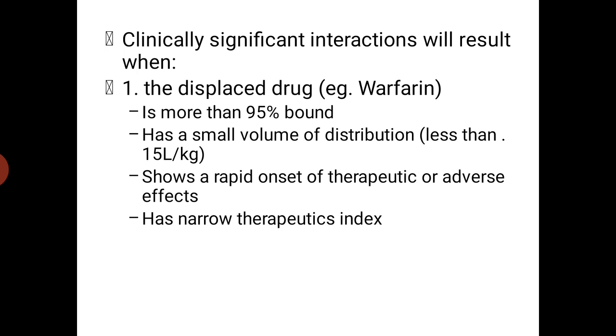Whereas if it has a small volume of distribution, what will happen? It will localize within the systemic circulation, or it may localize within the organ which has higher affinity. This may produce toxicity. The point is clear, right? The third point: the drug shows a rapid onset of therapeutic or adverse effect.